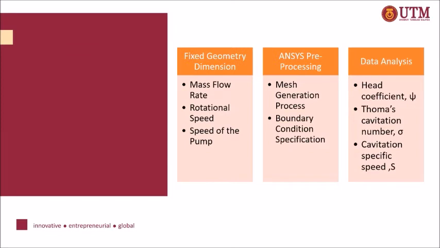The fixed geometry dimensions are the mass flow rate, rotational speed, and speed of the pump. ANSYS preprocessing includes the mesh generation process and boundary condition specification, and the data analysis includes head coefficient, Thoma cavitation number, and cavitation specific speed.